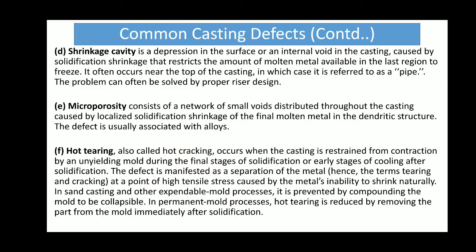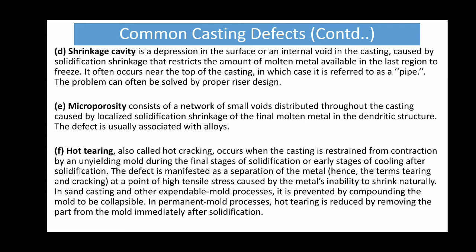Similarly, we have another problem which is known as hot tearing. It is also known as hot cracking. It occurs when the casting is restrained from contraction by an unyielding mold during the final stage of solidification or during the early stage of cooling just after solidification. This defect is manifested as a separation of the metal, or you can say tearing or cracking, at a point of high tensile stress. It is caused by the metal's inability to shrink naturally.